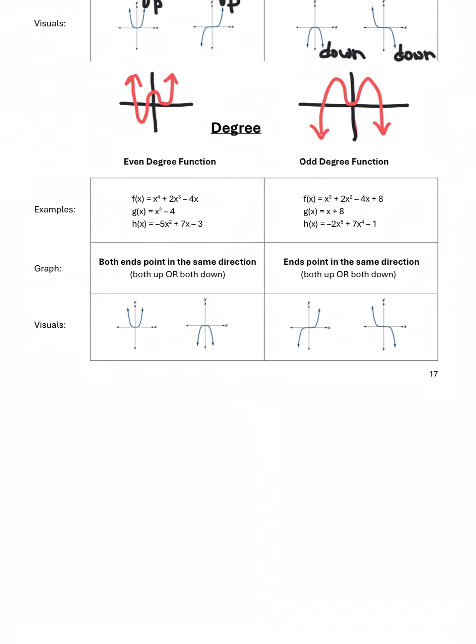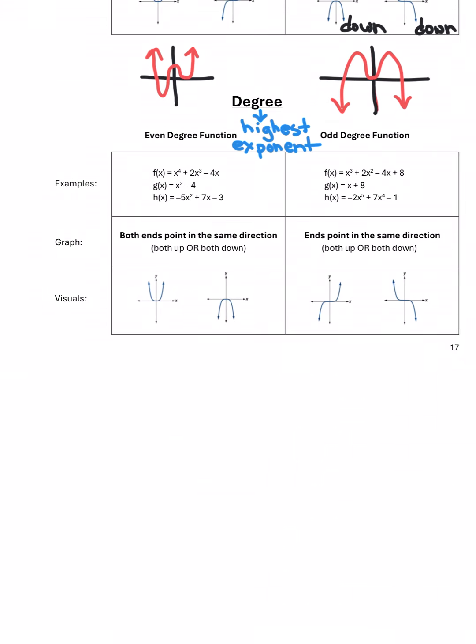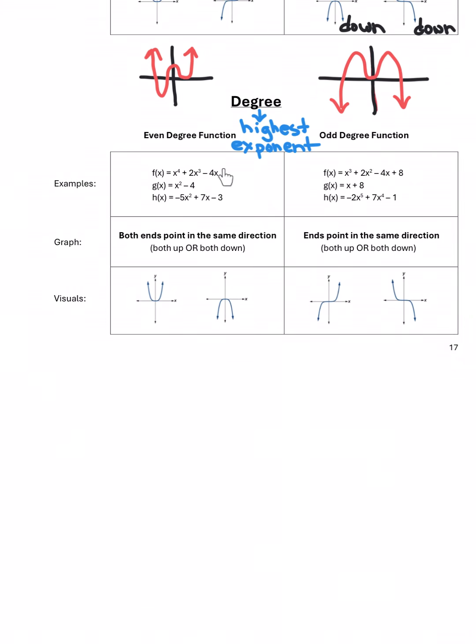Okay, now let's talk about the degree of the function. We know the degree is the biggest exponent. So let's put this in our notes. Degree: we can tell the degree by looking at the highest exponent, the biggest exponent. So, for example, if we look at these three examples right here, the biggest exponent is a 4, so it's a 4th degree function. Here our biggest exponent is a 2, so that would be a 2nd degree function. And same thing here, the biggest exponent is a 2, that would be a 2nd degree function.